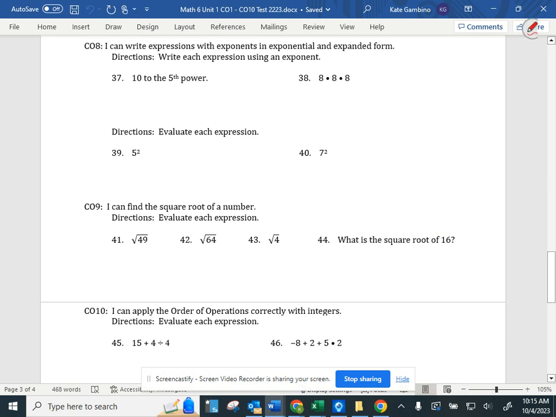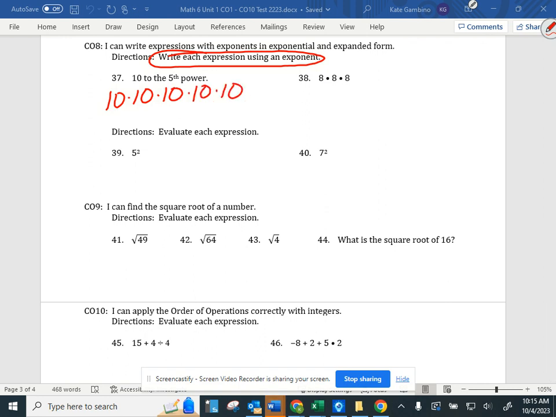Exponents. So write each expression using an exponent. I had people that did expanded form. Is that following the direction? Is there an exponent in there? No, we had to do the exponent, not the expanded form. It is not asking for the answer. It is asking for the base with the exponent. You did not have to do any math on that one.